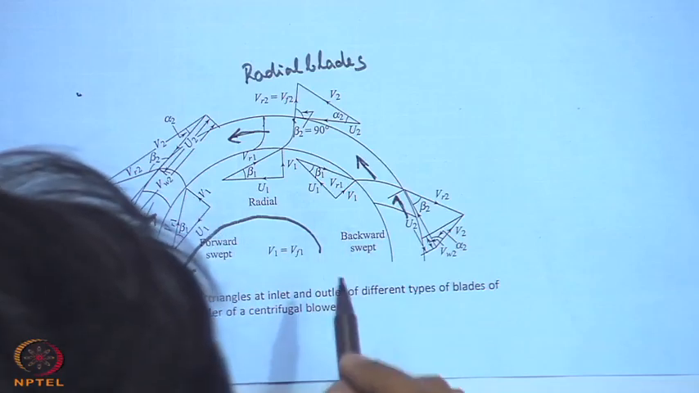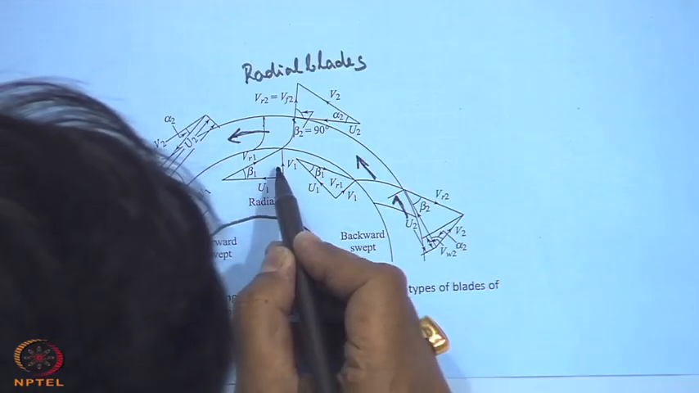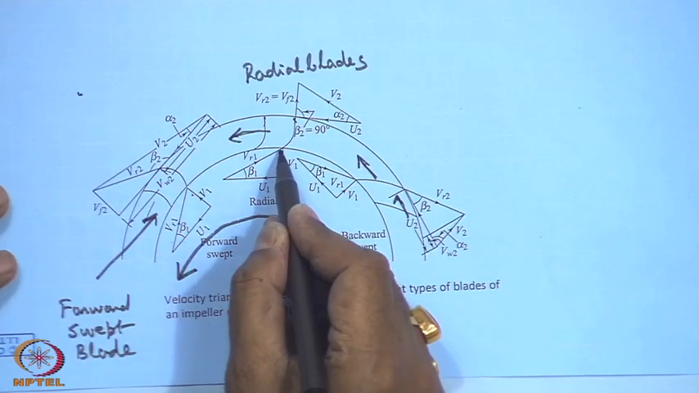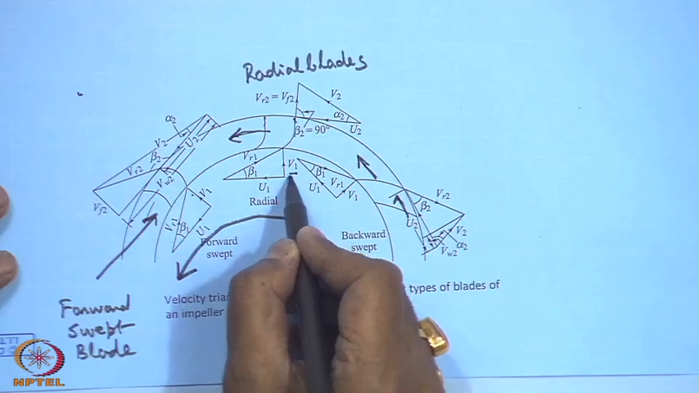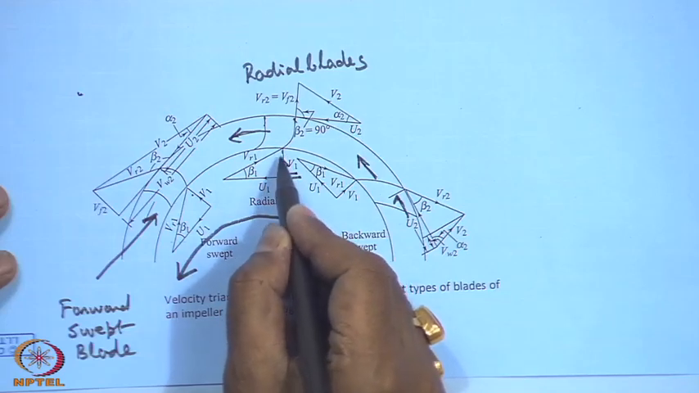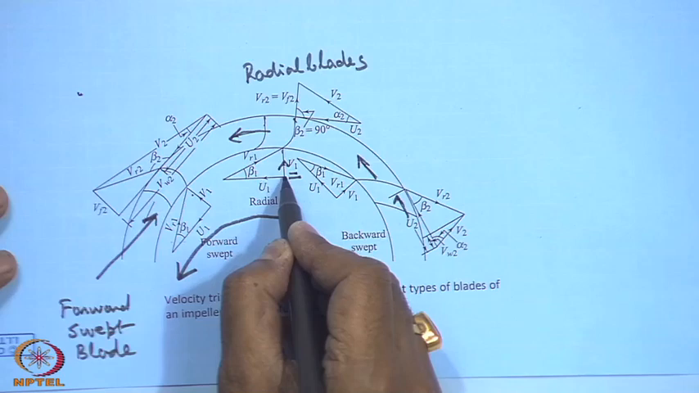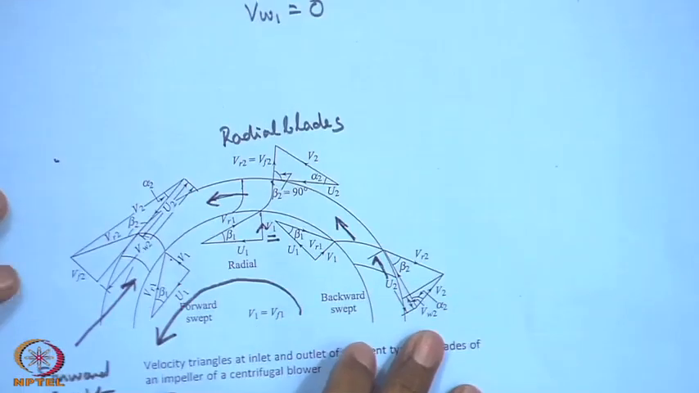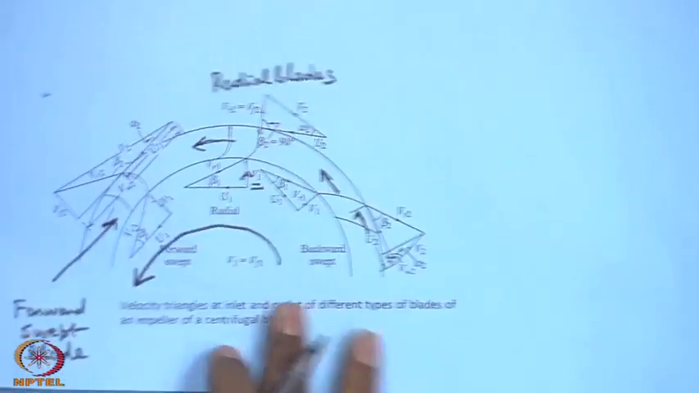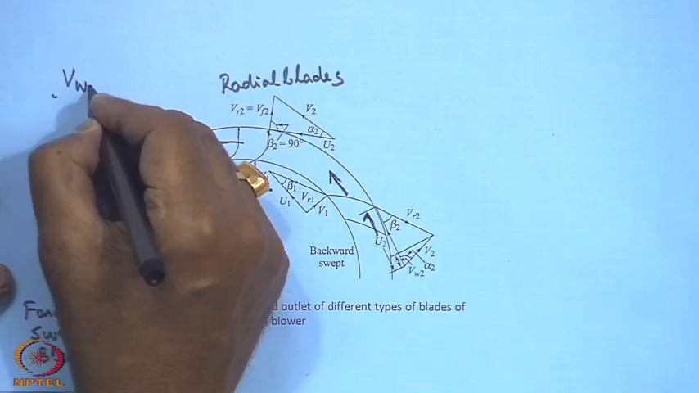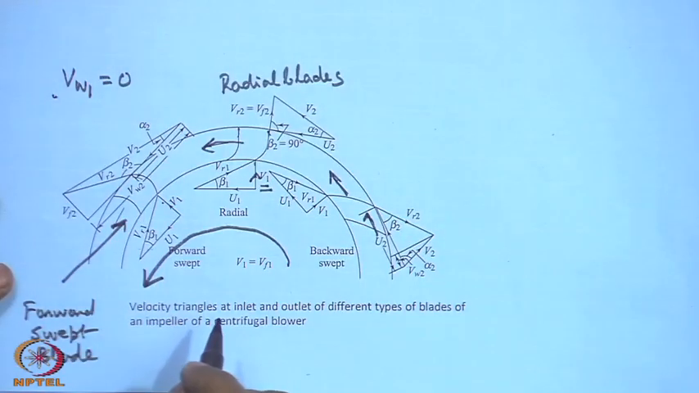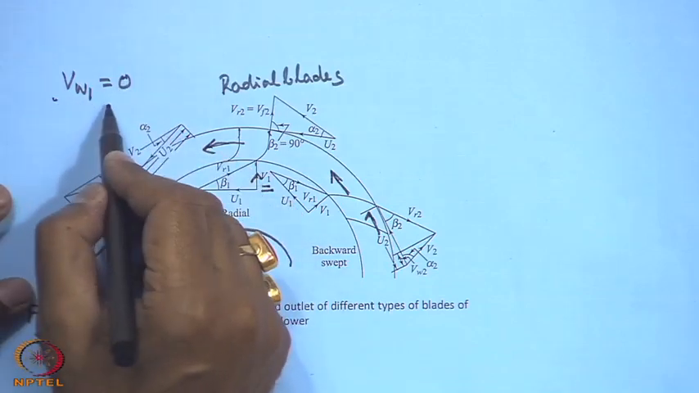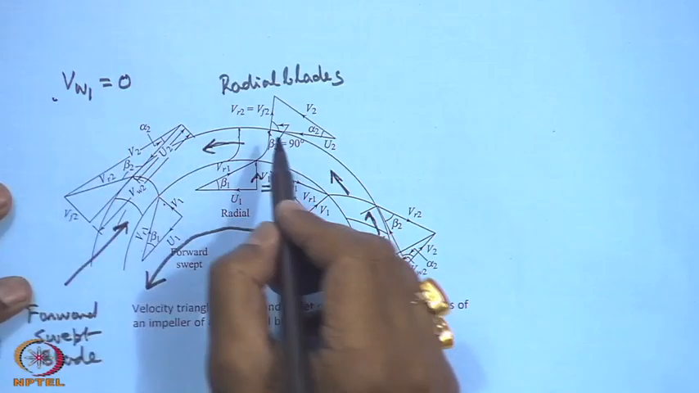Now, if we see the velocity triangle at the inlet, for example, in the radial blade, this is the same for all the blades. What is that? The inlet velocity is axial, the absolute velocity direction is the axial direction. This has no component in the tangential direction, that is, VW1 is 0. You see, that can be seen, VW1 is 0.